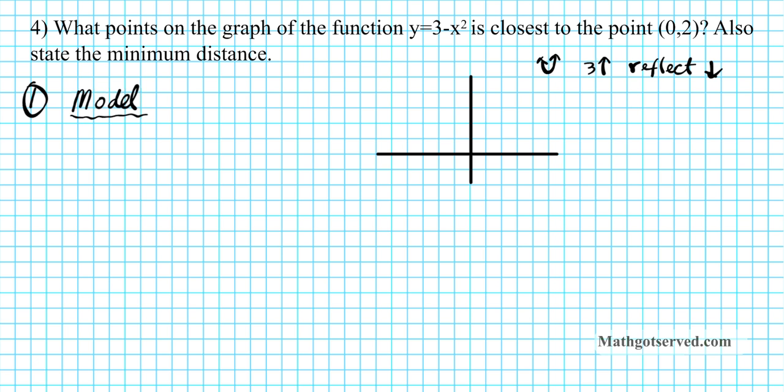Okay? So we have a standard parabola centered at the origin. We're going to shift 3 units up, 1, 2, 3. That will be our vertex. And instead of opening up, our parabola will open downwards. Okay?